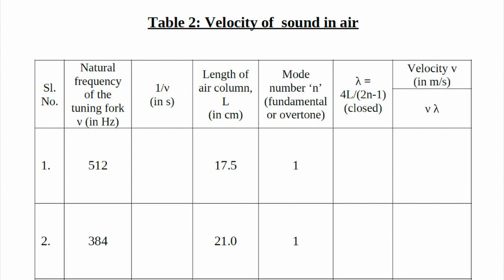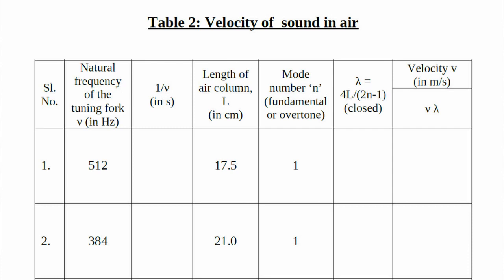So we can try out different tuning forks and repeat the whole procedure for each tuning fork. Having done this, then we go to calculations. In the third column, for each frequency, we calculate 1 by nu in seconds. For each tuning fork, we have a different frequency, and for each frequency we calculate 1 by nu in seconds and put it in the third column. We have recorded the mode number, that is 1 basically for all the readings, in the fifth column.